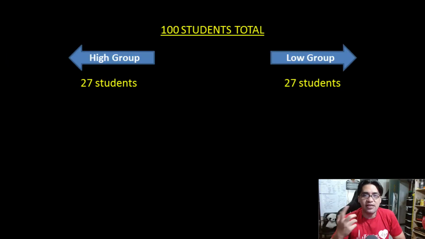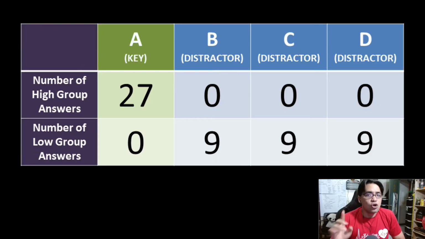Consider the example on the screen right now. Let's say that we have 100 students who took the exam. 27% of 100 is, of course, 27, so that we have 27 students in the high group and 27 students in the low group. Next, consider this illustration on the screen right now. Let's say that on this particular test item, we have a question with 1 key and 3 distractors. As you can see on the screen, all 27 students in the high group answered the key, and all 27 students in the low group answered the distractors in equal amounts. A situation like this is considered to be the most ideal.